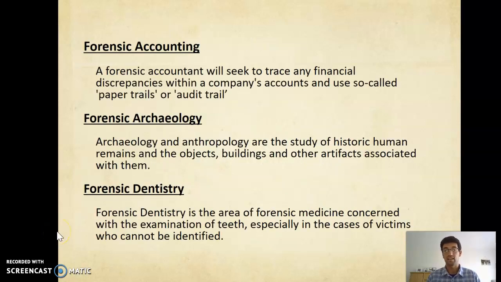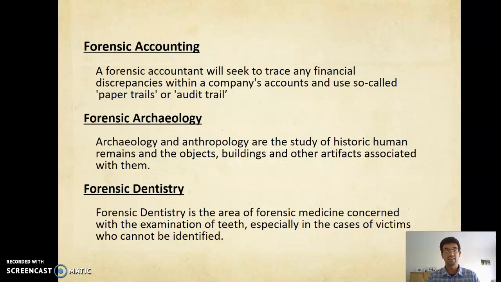Moving on, we see that there's three more types: forensic accounting, forensic archaeology, and forensic dentistry. Didn't know dentists could do forensics? Well, now you do. So forensic accounting is they seek to trace any financial discrepancies within a company's accounts and use so-called paper trails or audit trails. So if a company has been dealing shadily with some money, they can track it down.